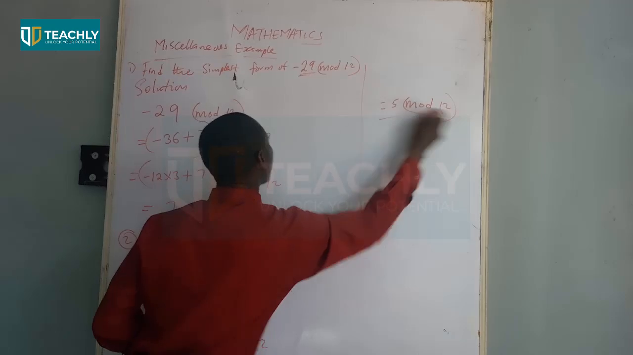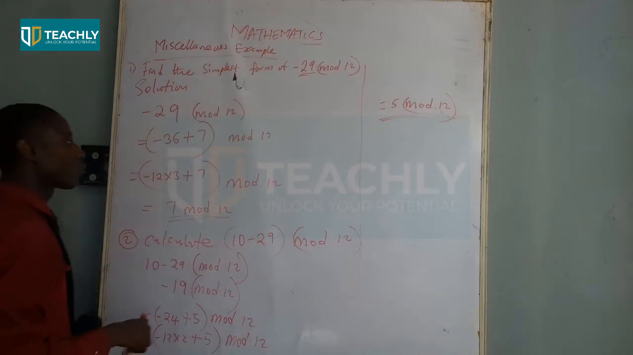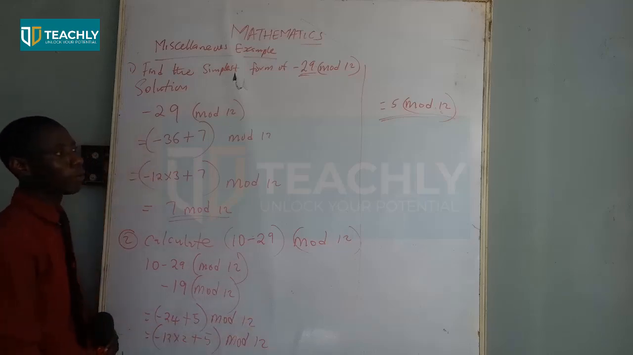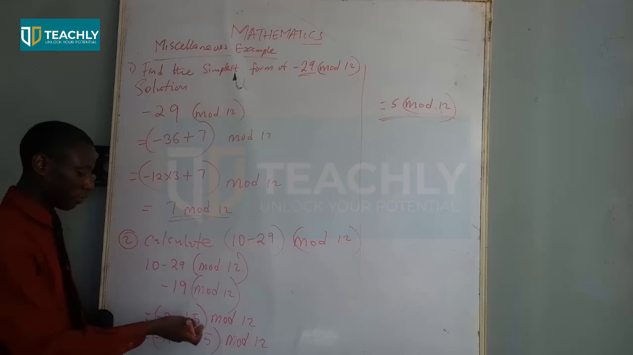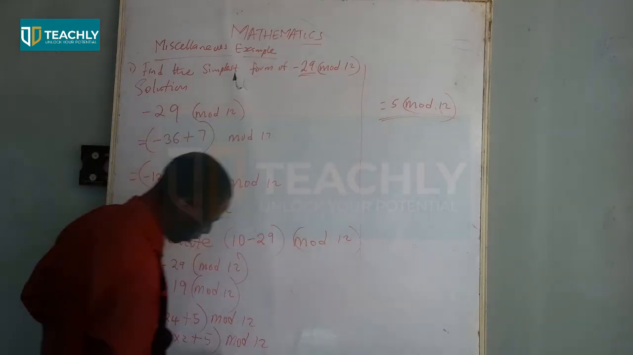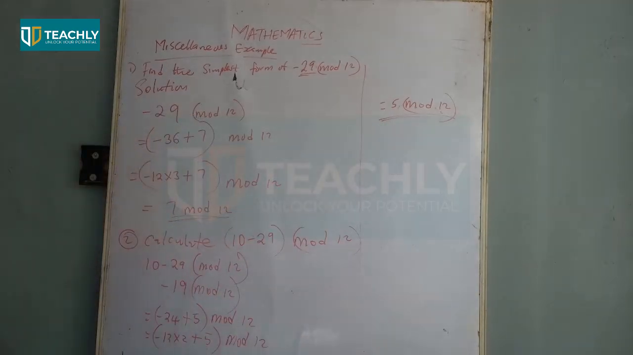So when you are given a number in negative form, we expect you to look for a multiple of the modulo so that the number you are getting will be equal to the negative value, and then don't forget your remainder. Your remainder is the final answer. That is how to perform arithmetic operations in modulo.